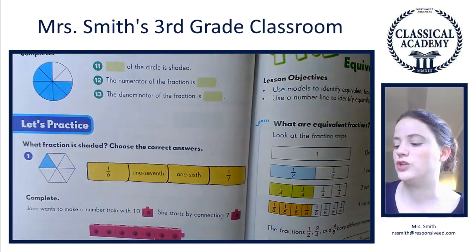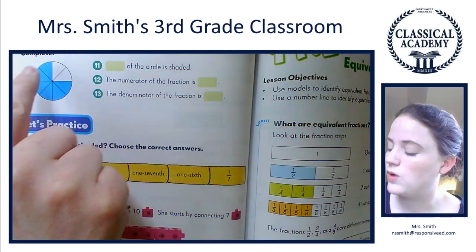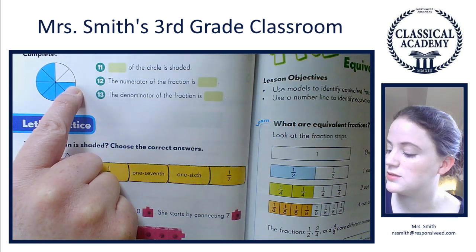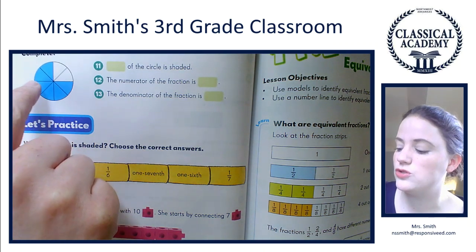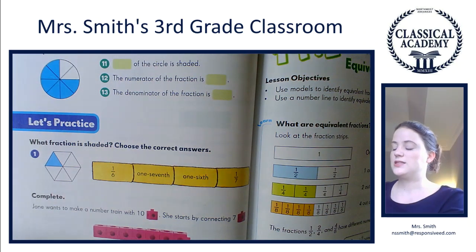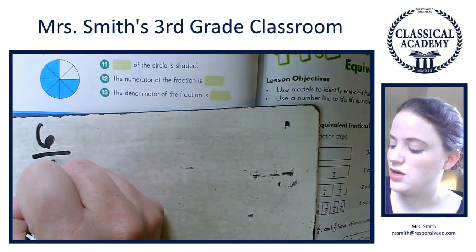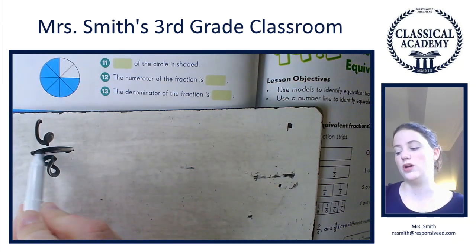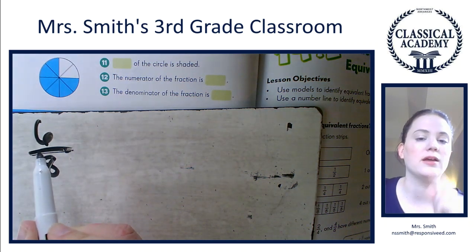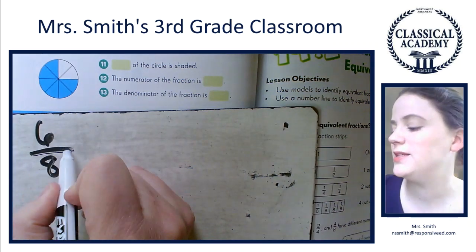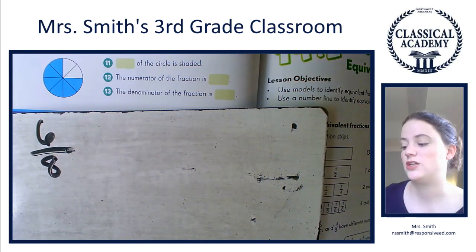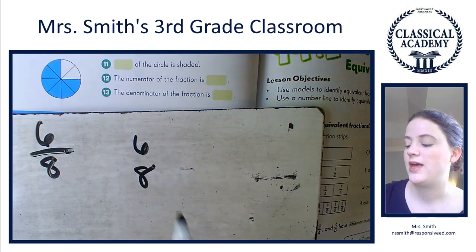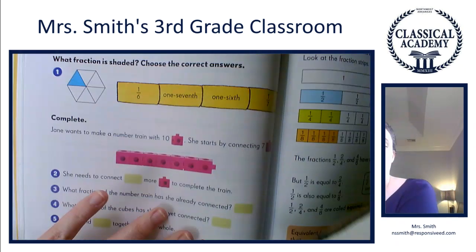How much of this circle is shaded? All right, let's see. 1, 2, 3, 4, 5, 6 are shaded out of 1, 2, 3, 4, 5, 6, 7, 8. 6/8 of this circle are shaded because 6 blue pieces out of 8 total. You can say out of when you read this bar, or you can say divided by. We'll talk about that soon. 6/8 of this fraction are shaded. So the numerator is 6. The denominator is 8.